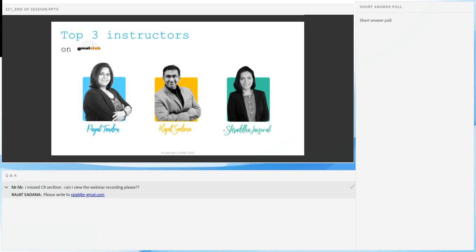In fact, if you look at instructor ratings on GMAT Club, even though we haven't been active for the last 3 years, Payal, myself, and Shraddha are still the top three instructors. Not one of the top instructors, but the top three, where Payal is number one.